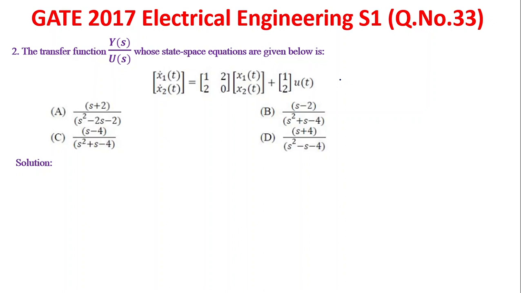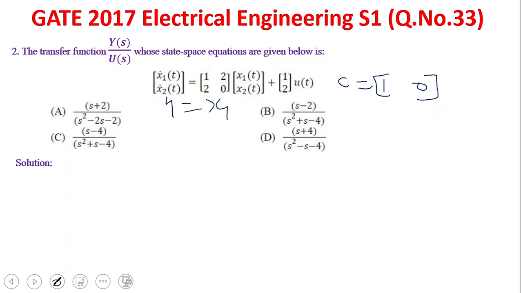So what is the matrix C? C is [1 0], because here only x dot equal to Ax plus Bu is given. So we write y equal to [1 0] times [x1 x2], or you can say that y is equal to x1. That is given in the question. Now this is your A and this is your B, and C I have already written.